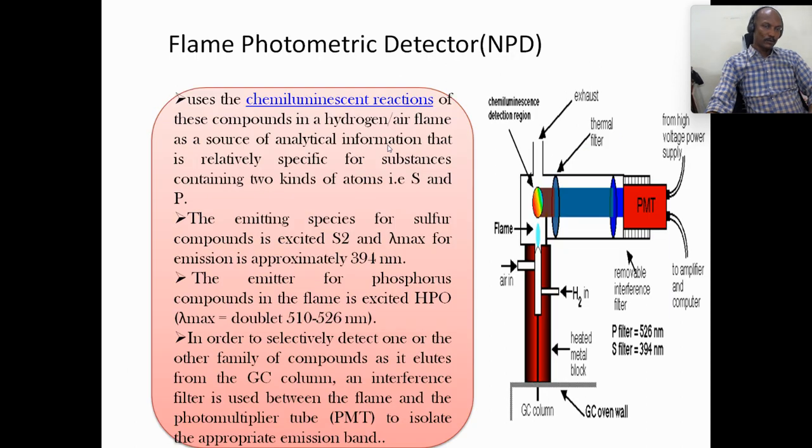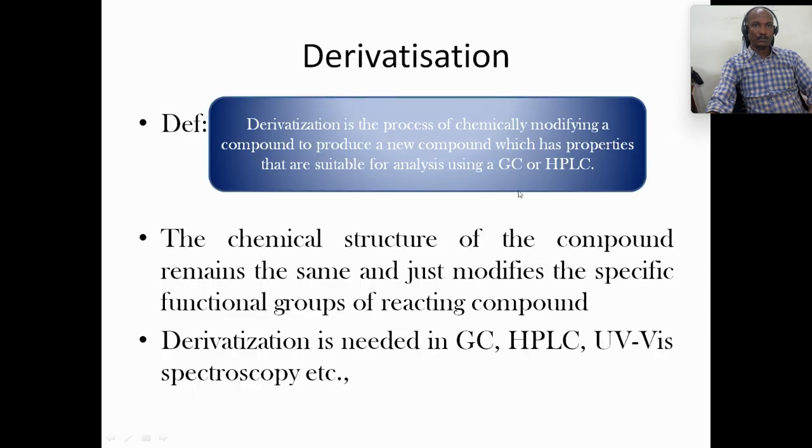Next, the flame photometric detector. It mainly uses the chemiluminescent reactions of compounds in a hydrogen or air flame as a source of analytical information that is relatively specific for substances containing two types of atoms: sulfur and phosphorus. The emitting species for the sulfur compounds is excited S2, and lambda max is 394 nanometers. The emitter for the phosphorus compounds in the flame is excited HPO, and lambda max is 526 nanometers. This is the block diagram of the flame photometric detector.